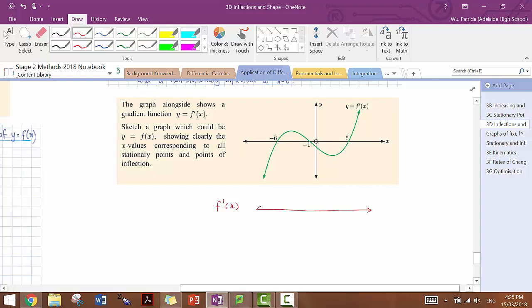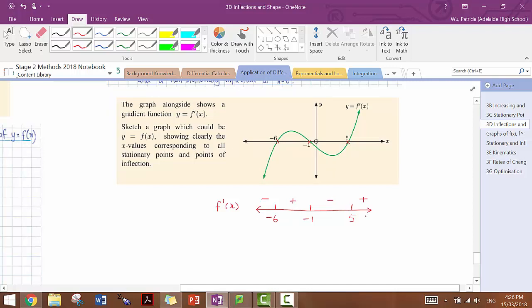Critical points for f dash of x are the ones where it's actually cutting the x-axis, because this is a graph for f dash of x. So as you can see, I have these three x-intercepts of the f dash of x. Those are the critical points for the f dash of x. So I have -6, -1, and 5, and then I will be able to put in the signs as well. As you can see, when x is smaller than -6, my f dash of x is a negative number, then becomes a positive, then a negative, and then a positive.